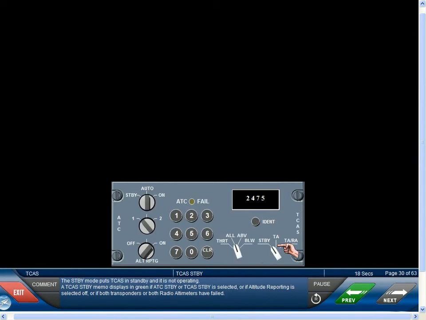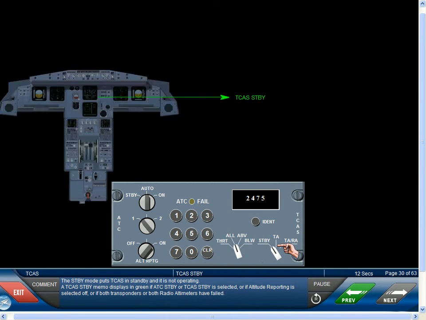The standby mode puts TCAS in standby and it is not operating. A TCAS standby memo displays in green if ATC standby or TCAS standby is selected, or if altitude reporting is selected off, or if both transponders or both radio altimeters have failed.